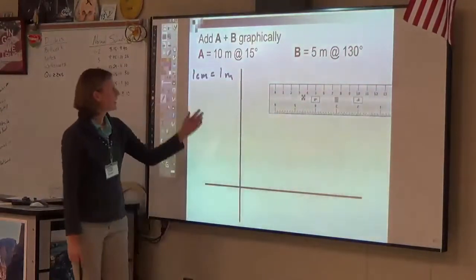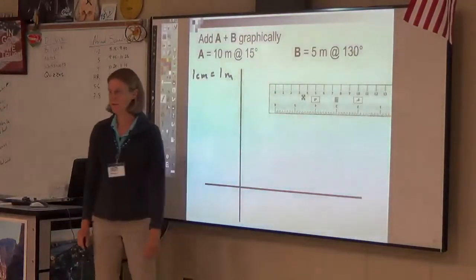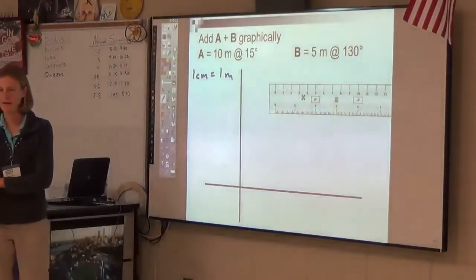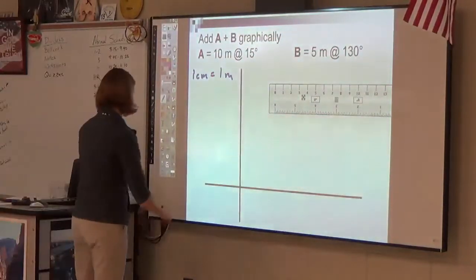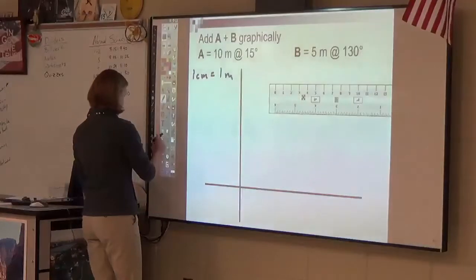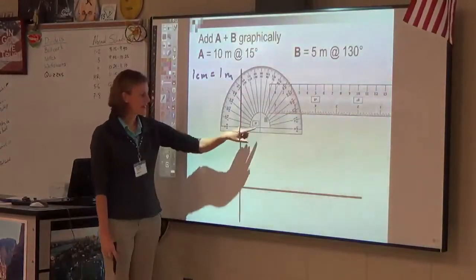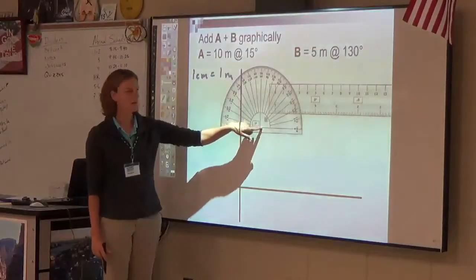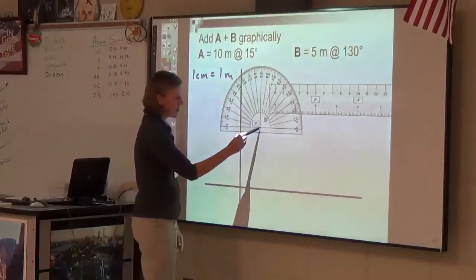I want to draw 10 meters, so I need to draw out to the 10. But of course, I got to draw at 15 degrees. So how do you do that? How do you even know where 15 degrees is? Use your protractor. Let's remind ourselves how to do that. When you have your little protractor, you have a little pinhole here, like the intersection of 90 and 0. Put that on the origin.